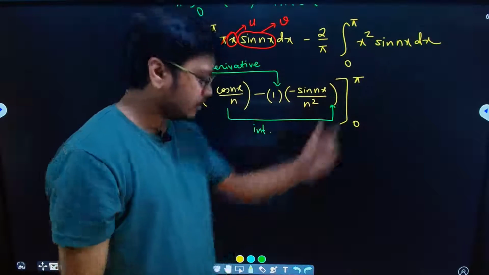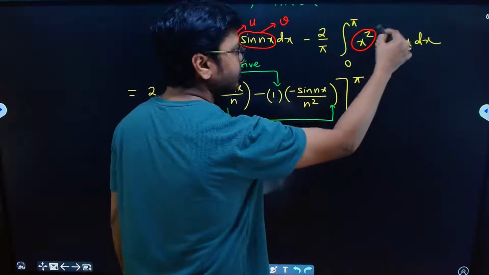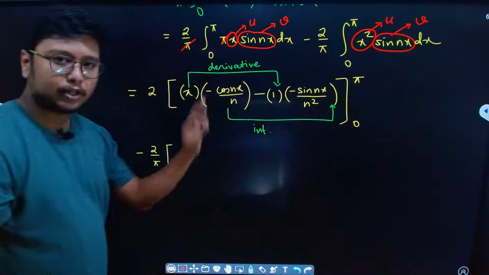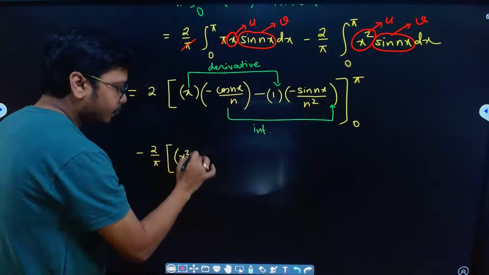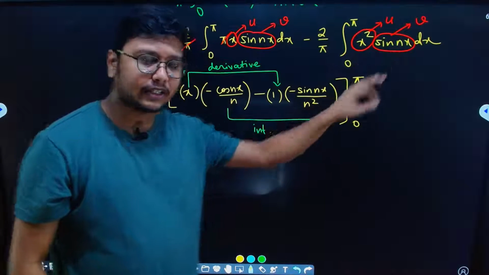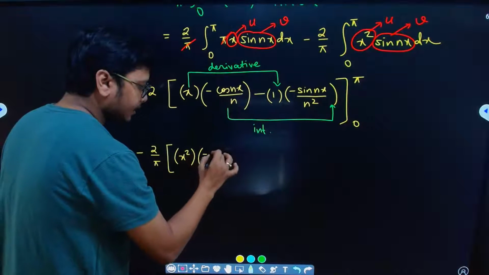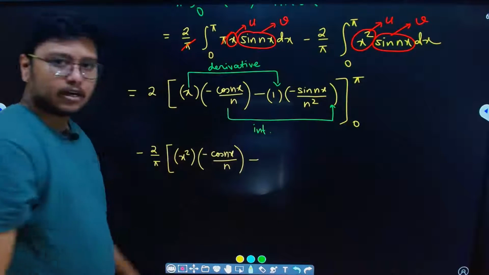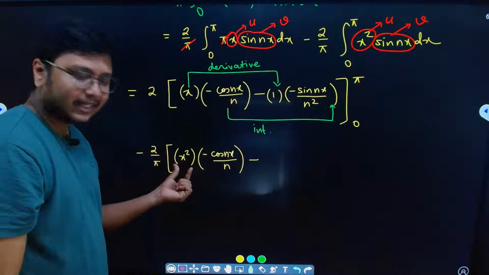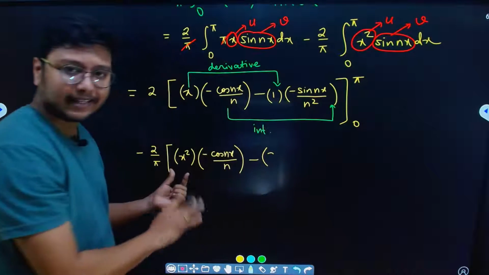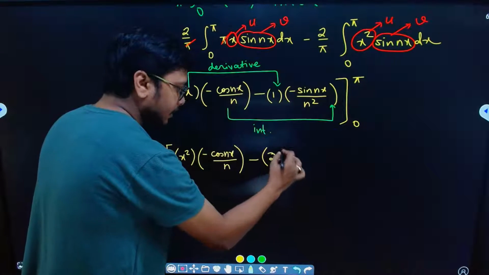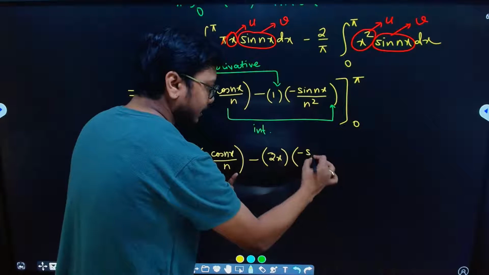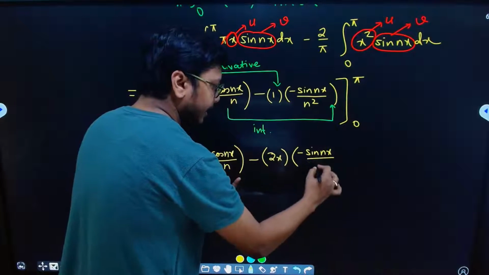So this is again my u function, this is my v function. I want to keep the u function as it is. I want to integrate the v function. Integration of sine is minus cos nx by n, minus, now I want to do the derivative of x square, which is 2x, and integration of the cos part, which is minus sine nx by n square.